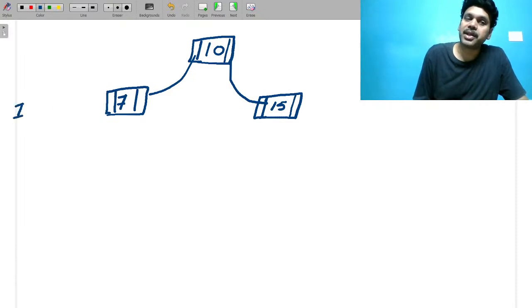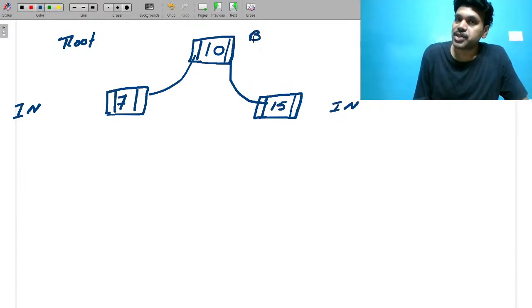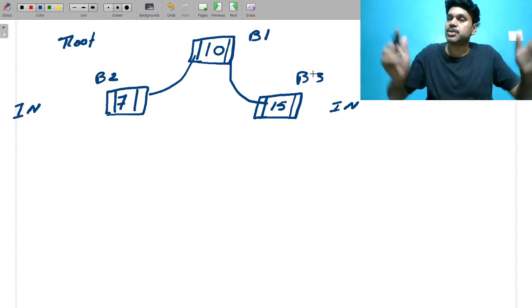Now this is your internal node, and this is also your internal node, and this is your root node. Observe carefully, don't think in terms of data structures. Please think in terms of DBMS only. This is your block 1. This is your block 2. This is your block 3. I will also show you the final shape.